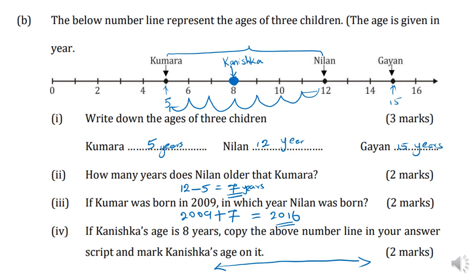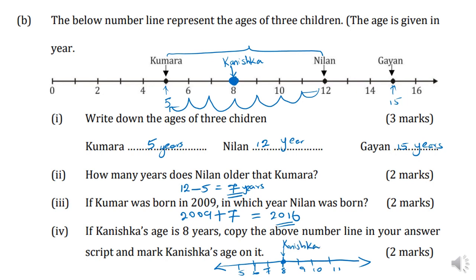Fine. It is something like this. You have to mark all the ages and mark 8 here and mark everything. This 7, 6, 5, 9, 10, 11, like this, and you get 8 here, and 8 is what? Kanishka.